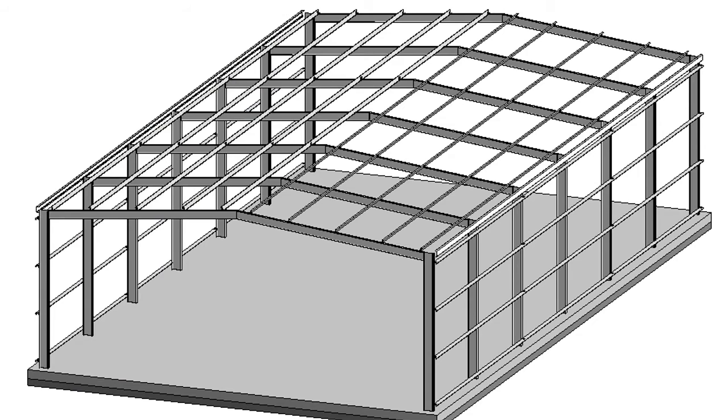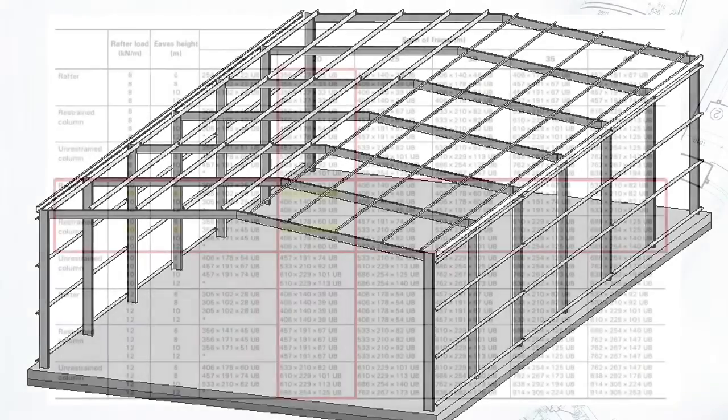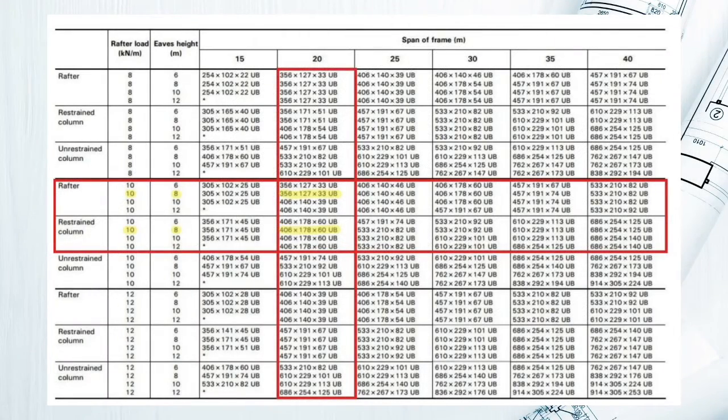The Australian standard AS4100 and the Steel catalogue were applied for the portal frame design to meet the client requirements. The size of the rafters and columns were determined using table A1 from the structural steel catalogue as seen here.